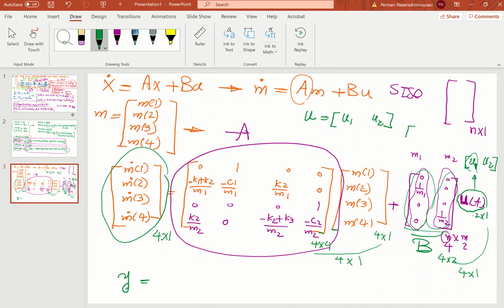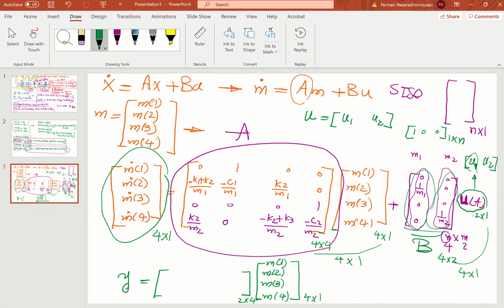And your C, because multi-input, multi-output. For SISO system, your C was 1 by n. Remember? It was like 1, 0, 0 like that. But here, your C gonna be again, what? See here, guys. M1, M2, M3, and M4. That's right. This is 4 by 1. Here you're gonna have 2 by 4 because you have two outputs.